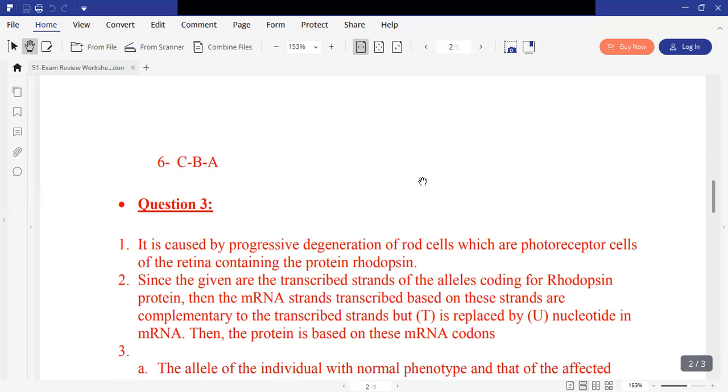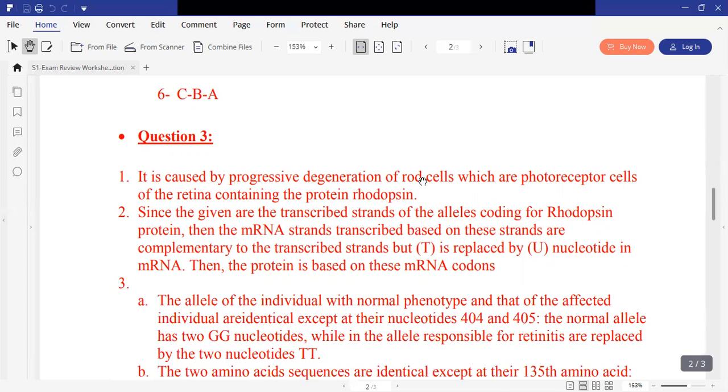So the given is the transcribed strand for rhodopsin, so the mRNA is going to be complementary to the transcribed strand, but the T is going to be replaced by U. Okay? So here, in part 3, they start referring to your answer in part 2 and to the given of document 2 to compare the two nucleotide sequences.